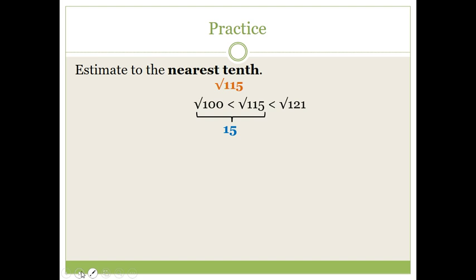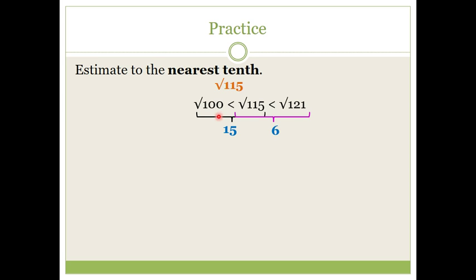So now I need to find a good place to guess. Remember, if it was right in the middle between them, I would guess 10.5. But to see which one it's closer to, I'm going to subtract the difference. Well, 115 is 15 away from 100. How far away is it from 121? Well, it's only 6 away. So now I know that the square root of 115 is closer to the whole number 11 than it is to 10.